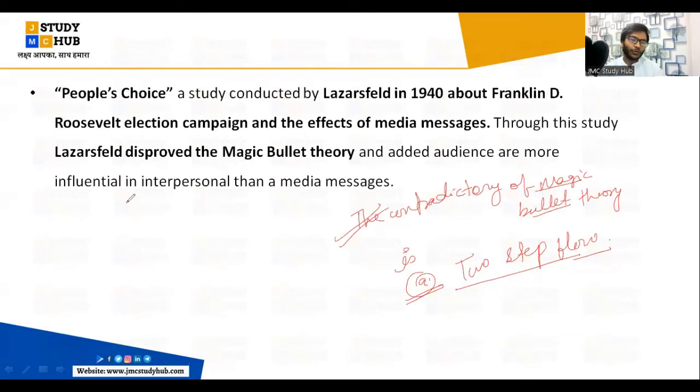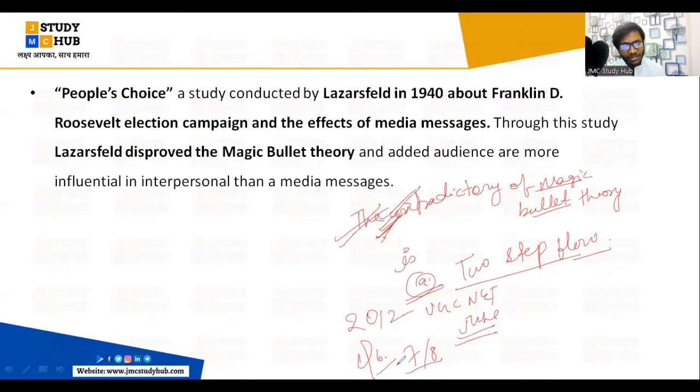Yes, good. Questions can be asked in this way, and I should tell you that this contradictory question was asked in the UGC-NET exam, June 2012. The question numbers can be 7 and 8 in 2012 UGC-NET June. This contradictory question on the two-step flow theory has already been asked.